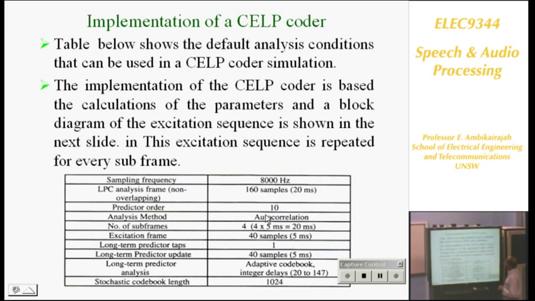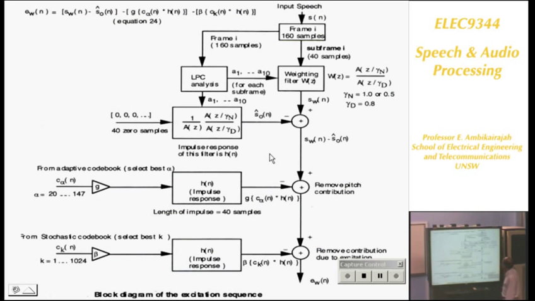So for implementation of the calc, what you do in order to implement: analysis frame, non-overlapping frame, predictor order 10, analysis method autocorrelation, subframes 20, excitation 5 millisecond, long-term predictor 1 tap, you can have 2 taps, it will be more accurate, long-term predictor 40 samples, adaptive codebook is in that region, stochastic codebook. These are just values for each parameter. So at the end, you can implement CELP.